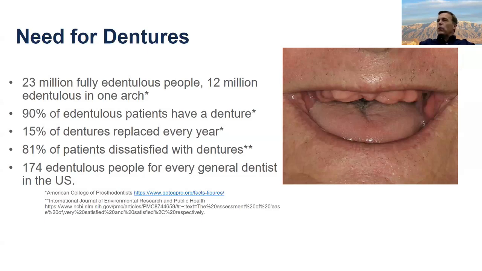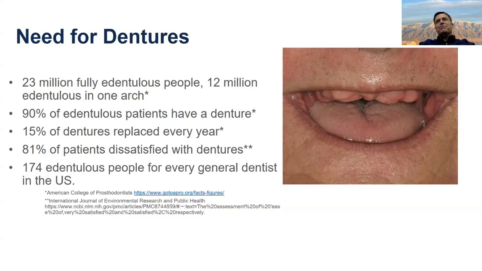So one of the things we want to keep in mind is what the opportunity is. And I'd say there are two sides to this opportunity. One side is there's a great financial opportunity here. I tried to break it down. You can read all the statistics, but there are 174 edentulous people for every general dentist in the United States. So there is a good opportunity for you to grow your practice in this area.